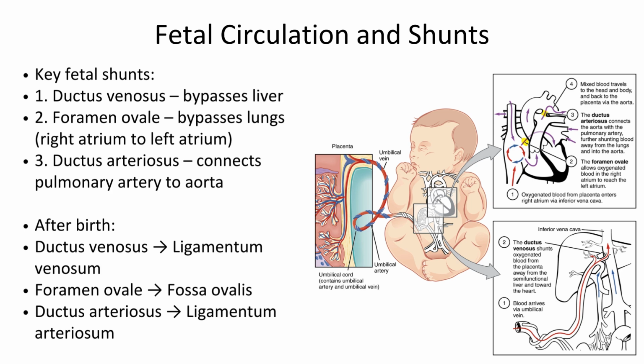After birth, these shunts close. Ductus venosus becomes the ligamentum venosum. Foramen ovale becomes the fossa ovalis. Ductus arteriosus becomes the ligamentum arteriosum, and this closure is prostaglandin sensitive.